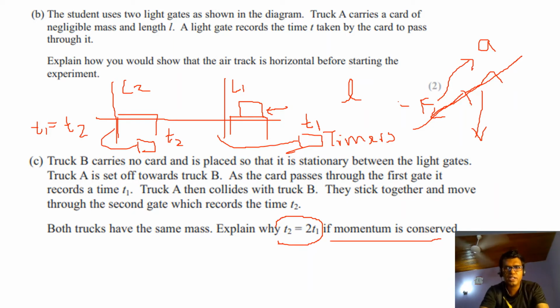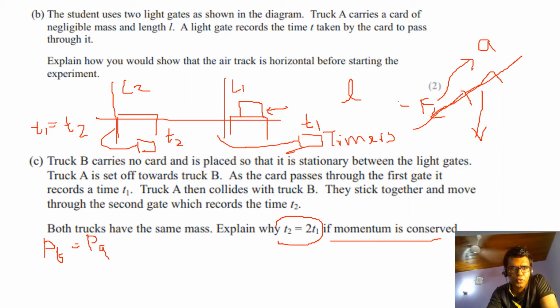Now if the momentum is conserved, we can write an equation considering the conservation of momentum. Momentum before collision equals momentum after collision. What is the momentum before? Cart B was stationary, only cart A was traveling. So let's take the mass of a cart as m and assume the velocity of cart A is v1 before collision. And then after collision, what happens?